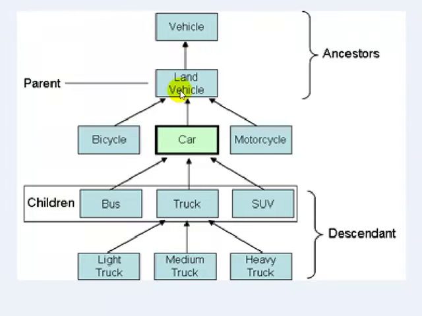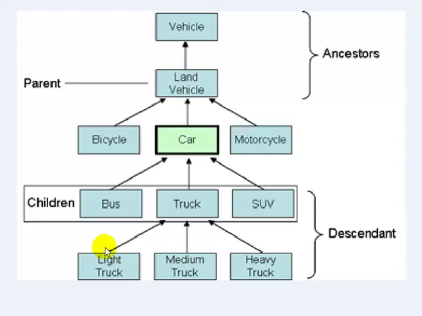And you can see kind of how they line it up here. It can be a land vehicle, and under land vehicle, maybe a bicycle, car, and a motorcycle. Under car, maybe you have a bus, a truck, and an SUV. Under trucks, maybe you have light truck, medium truck, or heavy truck. Now, these are all descendants of the vehicle class, and conversely, these are the ancestors of the classes below.